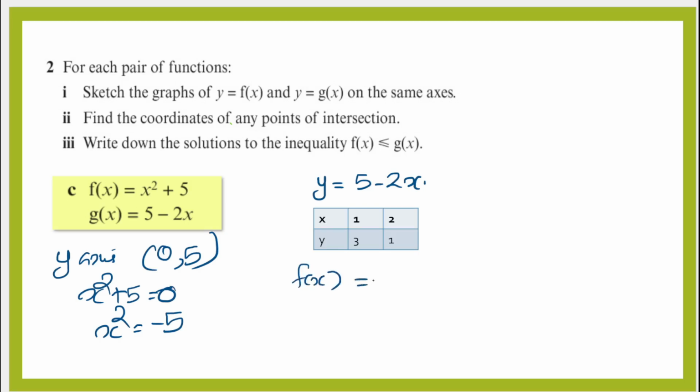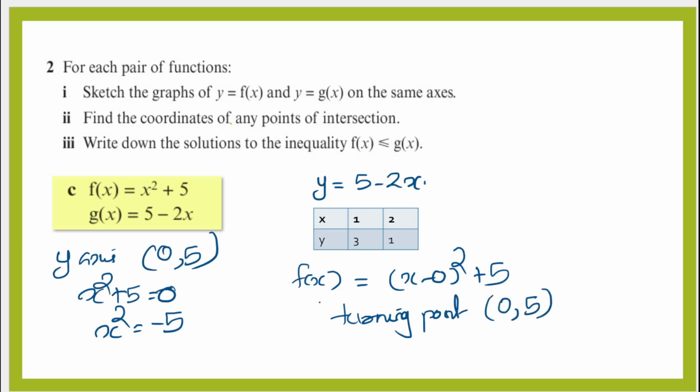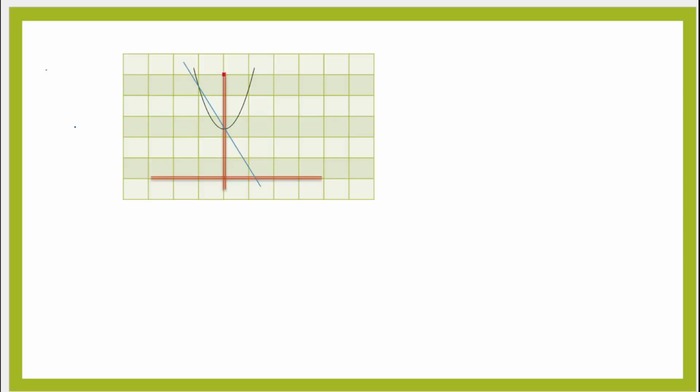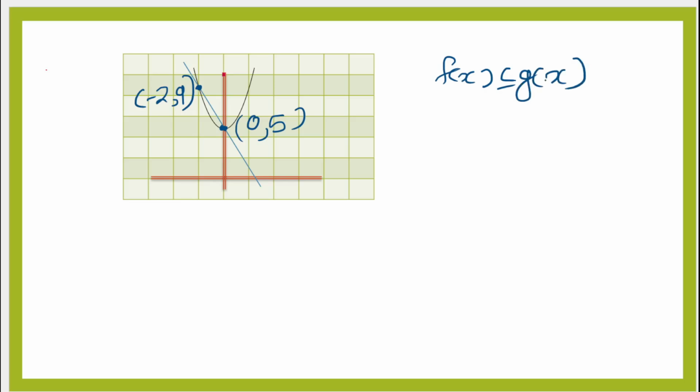Now by rearranging f of x as x minus 0 the whole square plus 5, we got the turning point as 0, 5. Now after plotting the two graphs, we got the points of intersection as 0, 5 and minus 2, 9. Now f of x less than or equal to g of x implies the graph of f of x is below the graph of g of x.